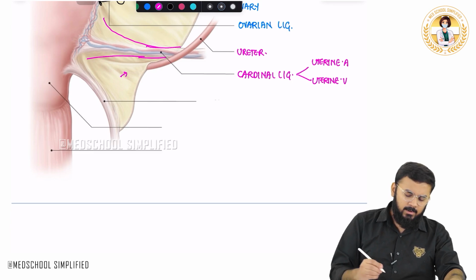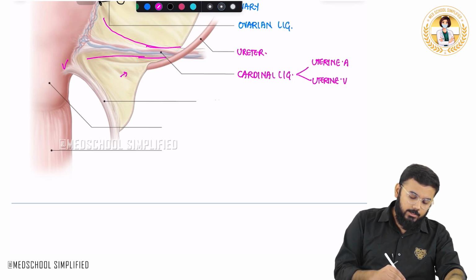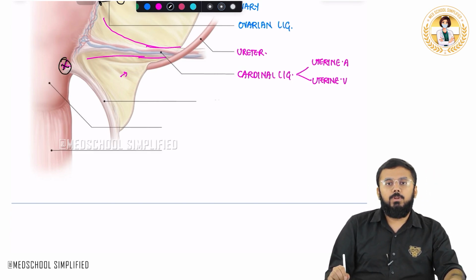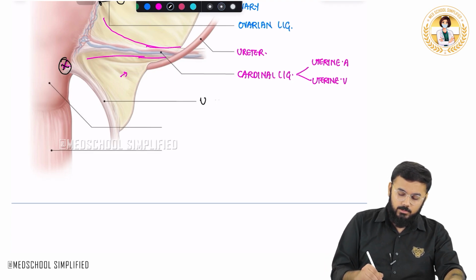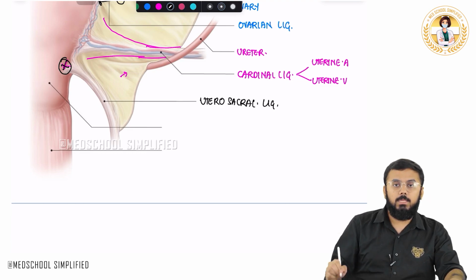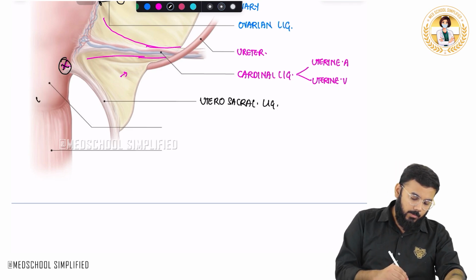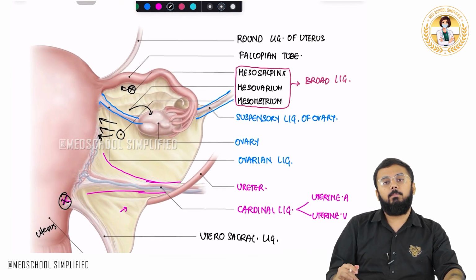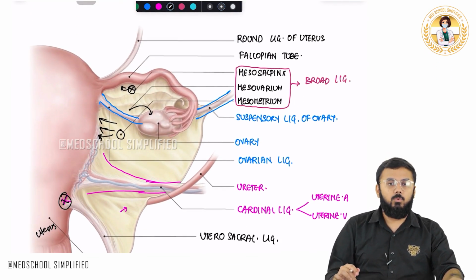Next important thing is this ligament that is attached all the way from the uterus, right? All the way it is going down to the sacrum. That is why it is called the uterosacral ligament. And finally, this part over here is your uterus and this part over here is your vagina. So, these are some of the important labelings which you definitely have to know.